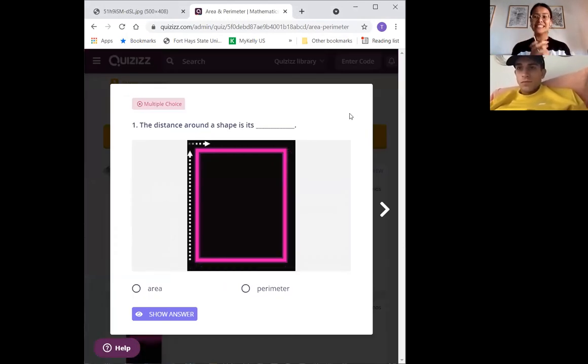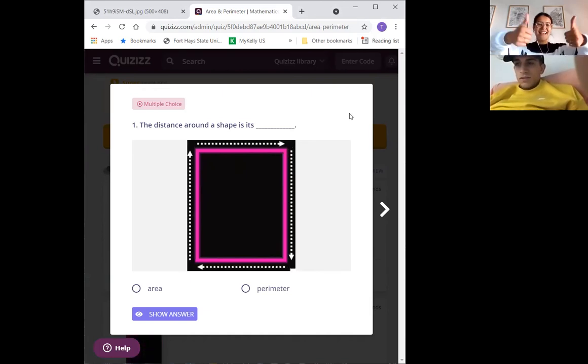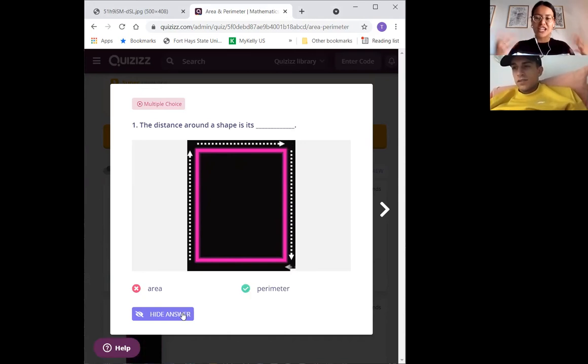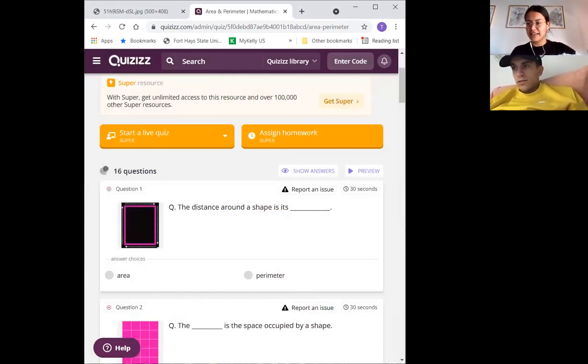So boys and girls, the distance around a shape is its area or perimeter. What do you think? Perimeter. Yay, high five, you did great. That's awesome. Woo. Very good. So of course, if you got the answer, you can also check it and see if it was right. Okay, so it was not area, it's perimeter. Very good. And so there's 16 questions, just like that.